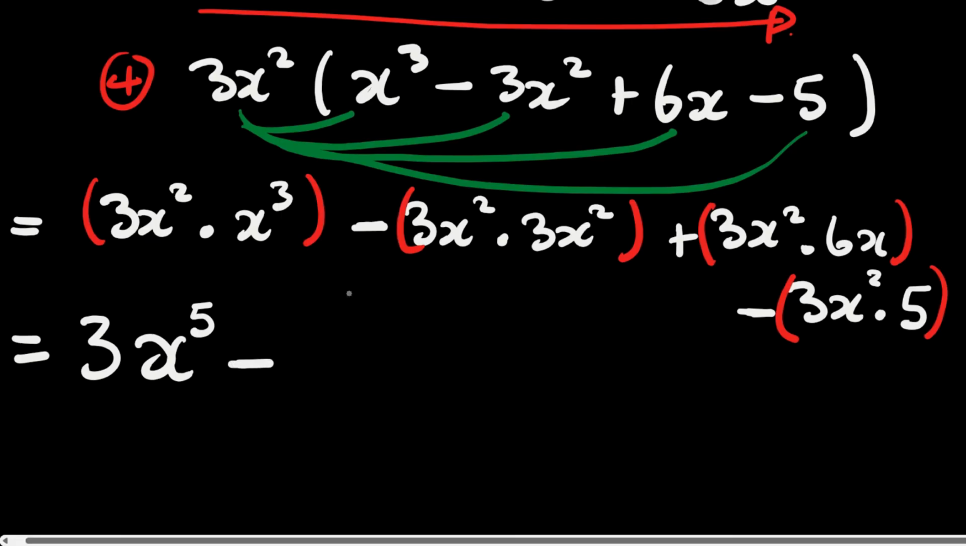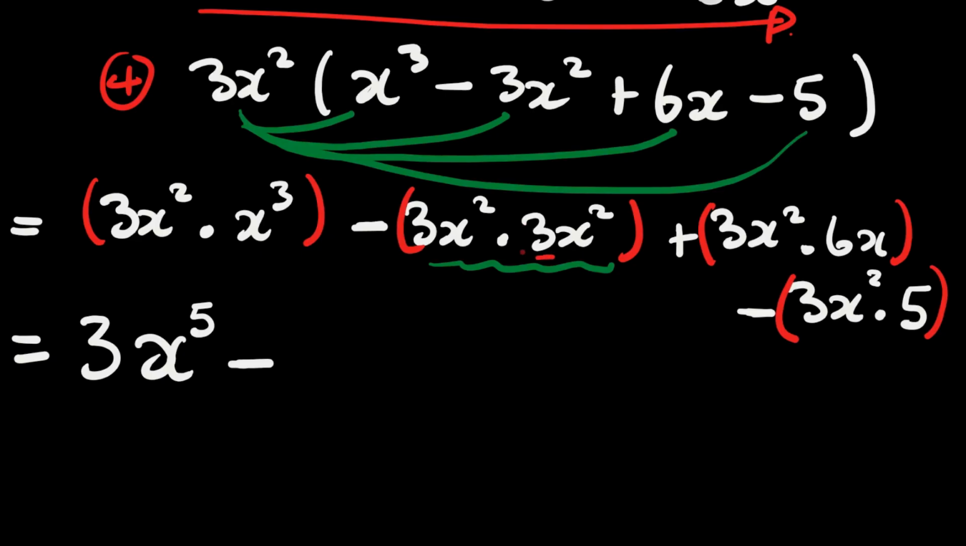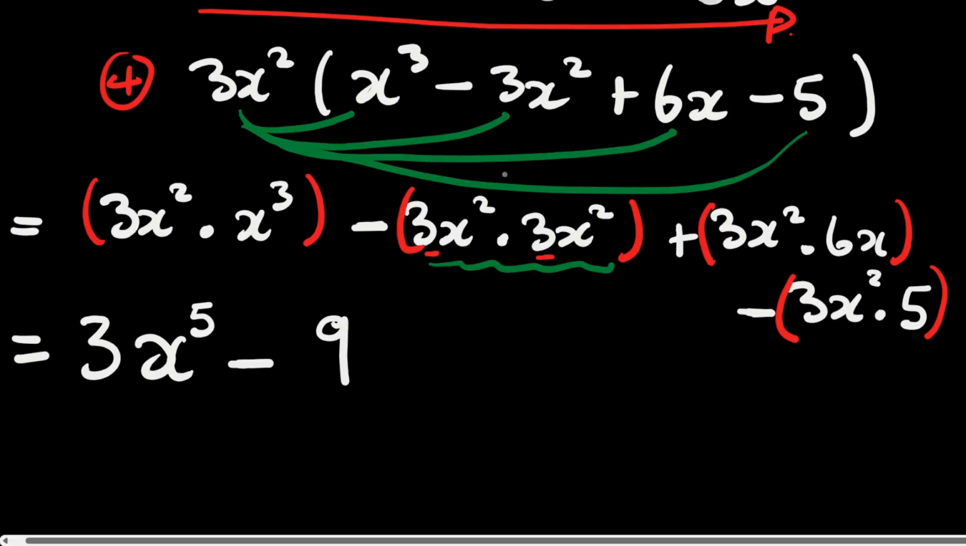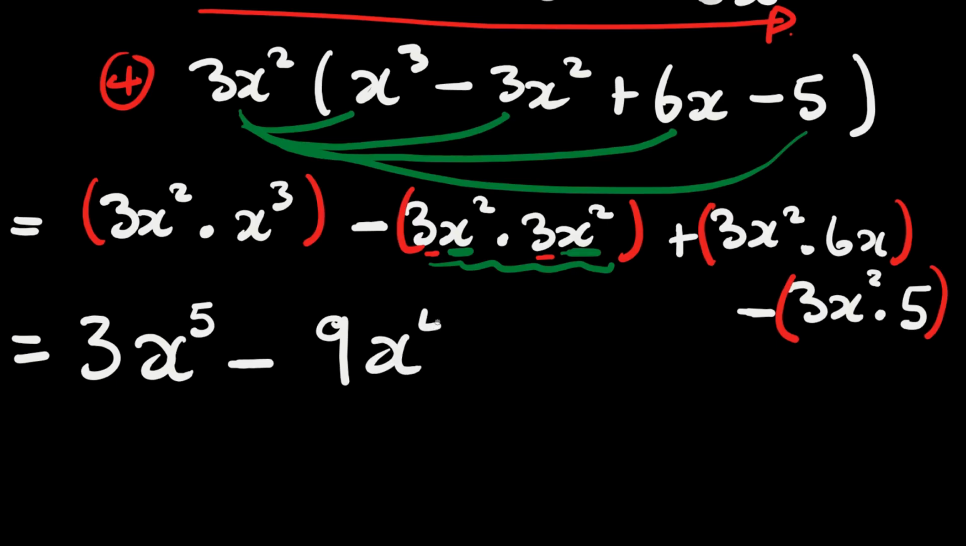Moving on, we have 3x to the power 2 multiplied by 3x to the power 2. So we multiply 3 times 3 first. It gives us a 9. The next, we multiply x squared multiplied by x squared. And this gives us x to the power of 2 plus 2, which is 4.